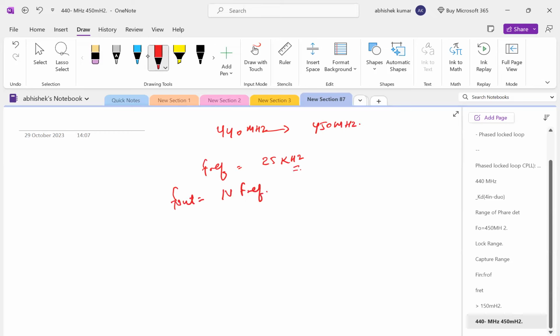Now take case 1, when f out is 440 megahertz. Then N into f ref, that is N into 25 kilohertz, equals 440 megahertz. Can you tell me the N value now?